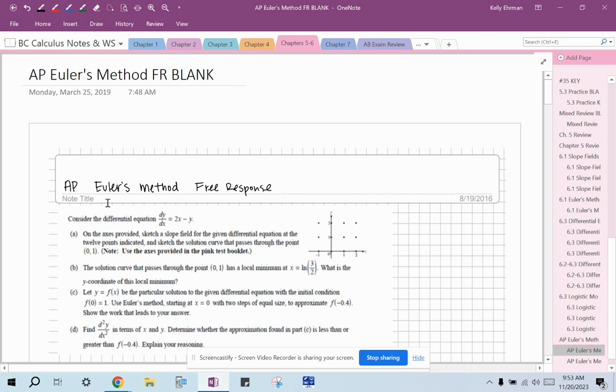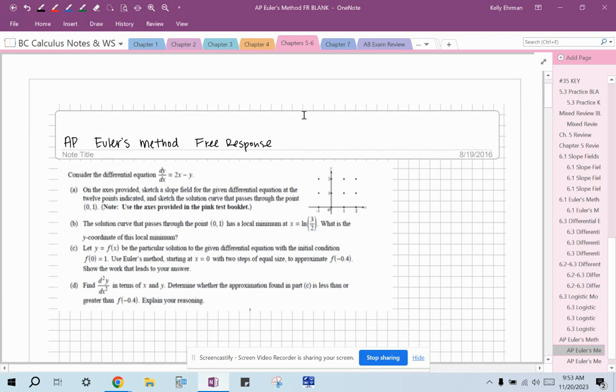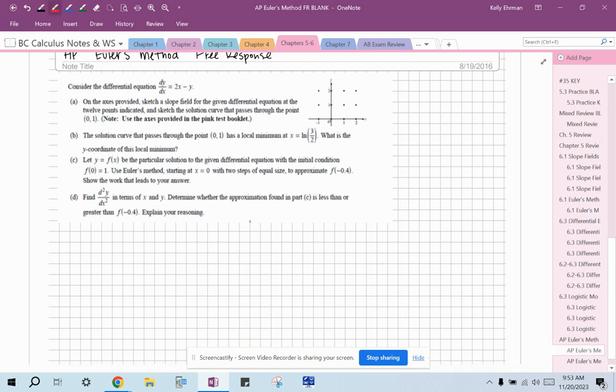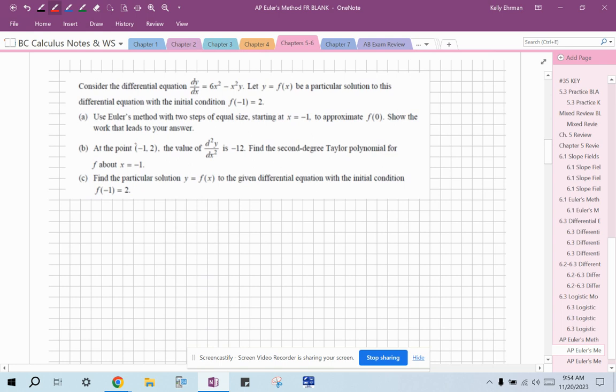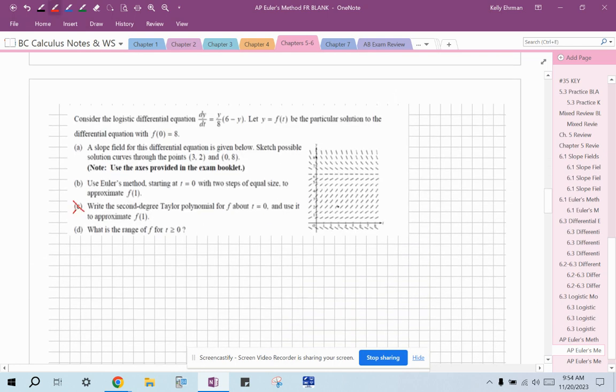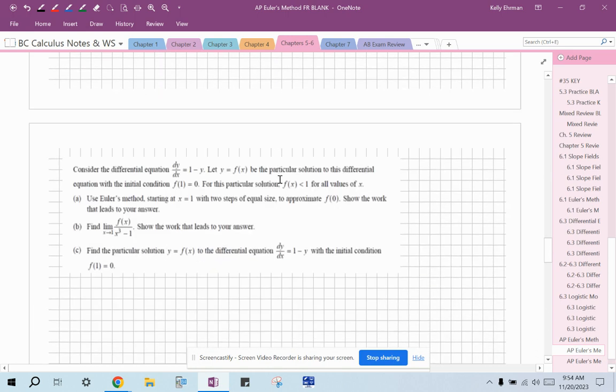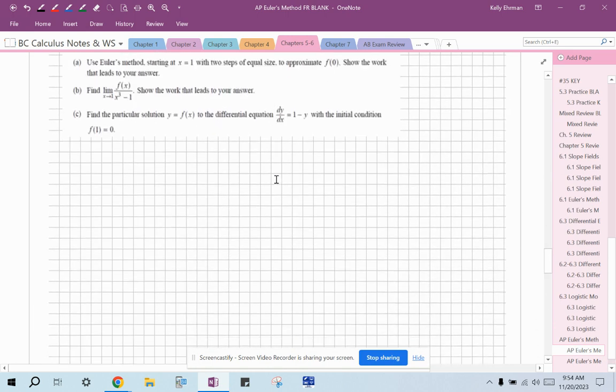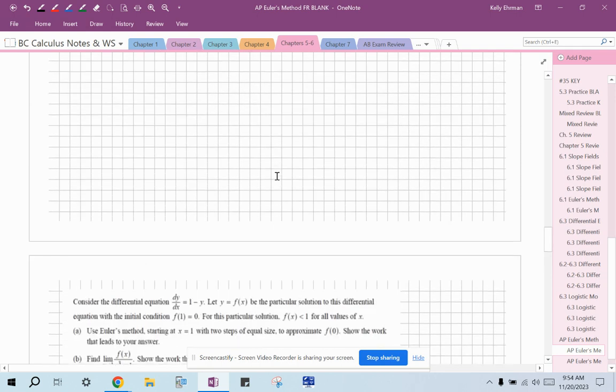All right, guys, before we get started on this, there are a few parts of these problems that we have to skip. We haven't done them yet. So I'm looking at part B for question 2. We haven't talked about Taylor polynomials. That's like chapter 10 stuff for us. And same thing for part C. Nothing about Taylor polynomials for us in this chapter. I think that was it.